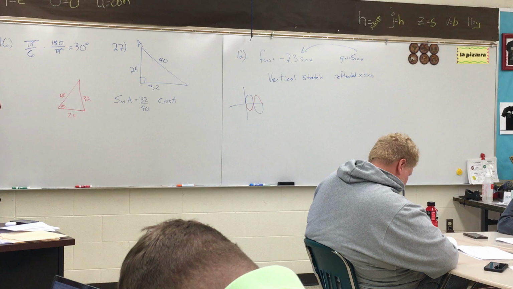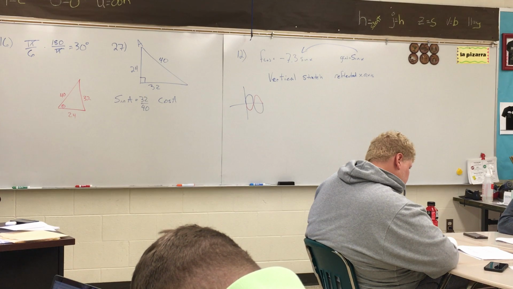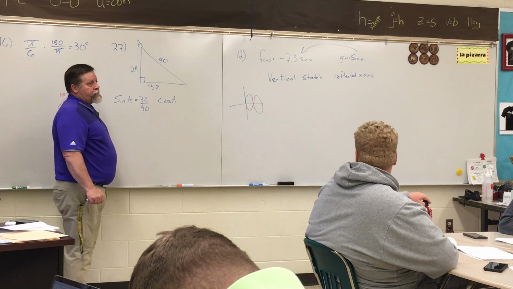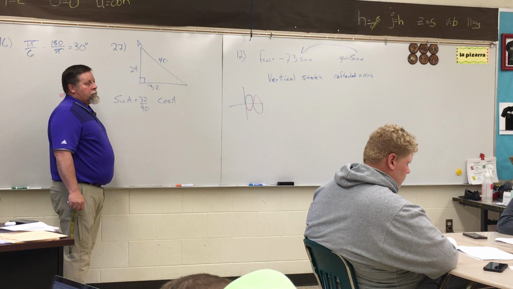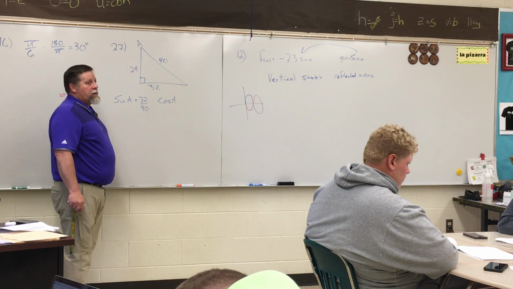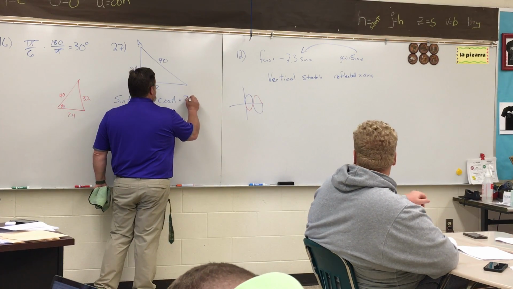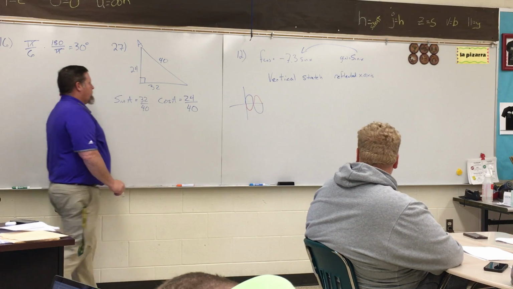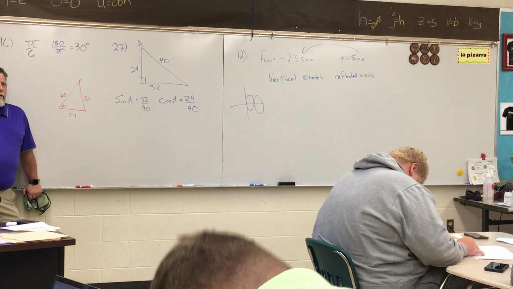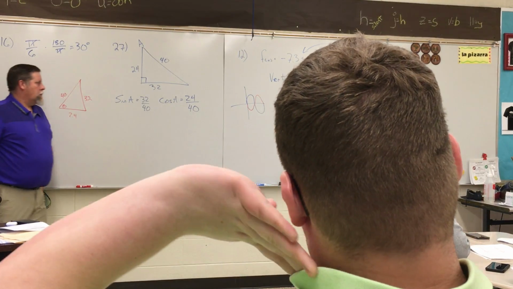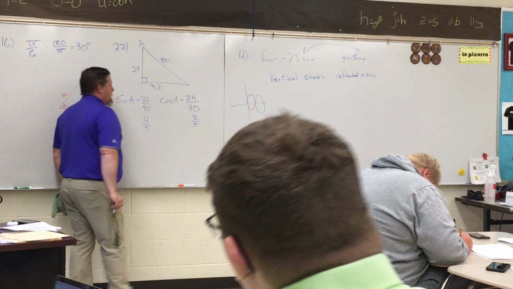What's the definition of sine, Jacob? Opposite over adjacent? No, that's tangent. Sine would be x over r, adjacent over hypotenuse. All you have to do now is reduce it. Mason, 4 over 5 and 3 over 5. Yeah, those are your answers.